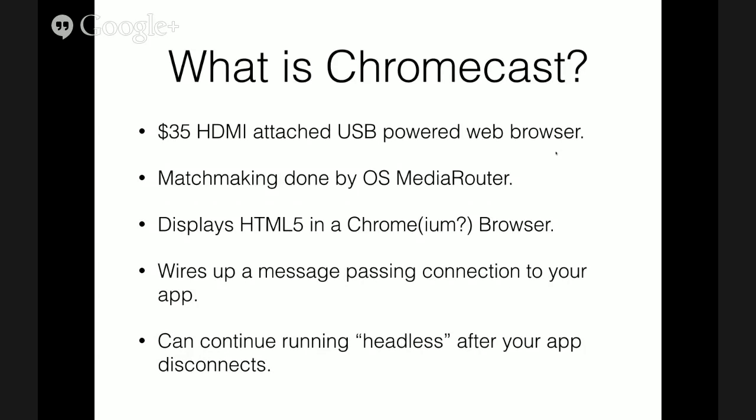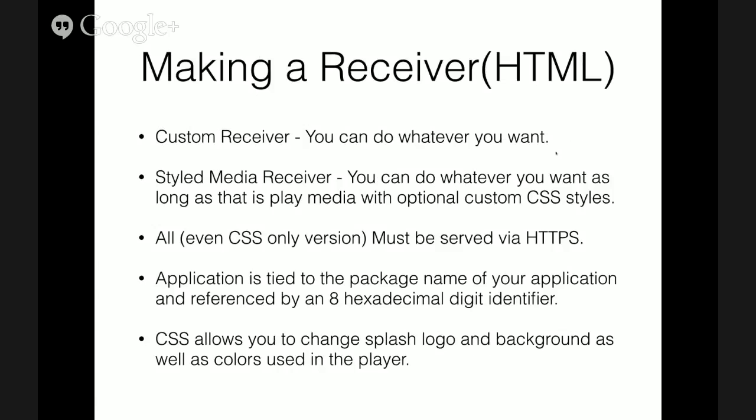And it can continue to run headless after your app has left the network or run out of battery or died in a fire or whatever. So your first step is going to be to make a receiver. I recommend doing this first because it has to replicate across Google's cloud, so that whichever endpoint your device gets off the load balancer, it'll be one that knows about you.